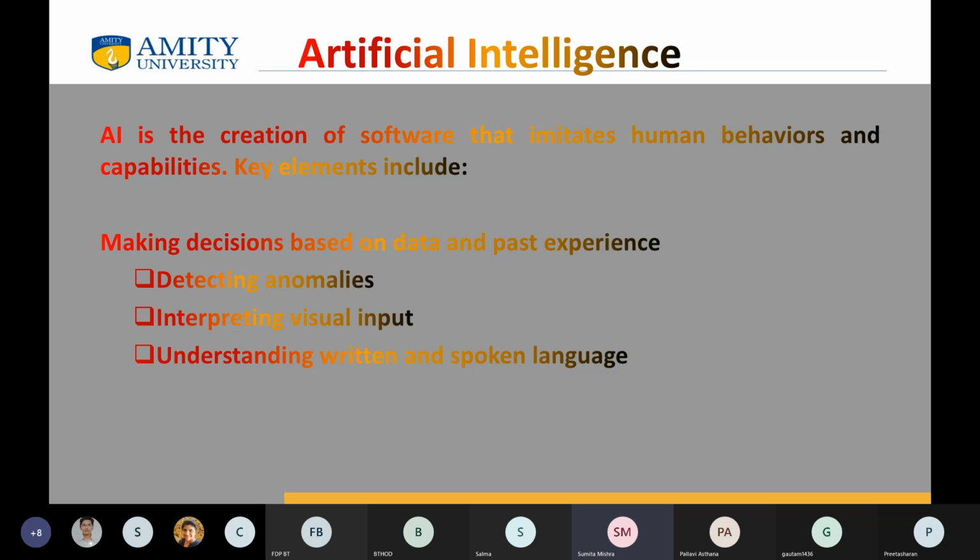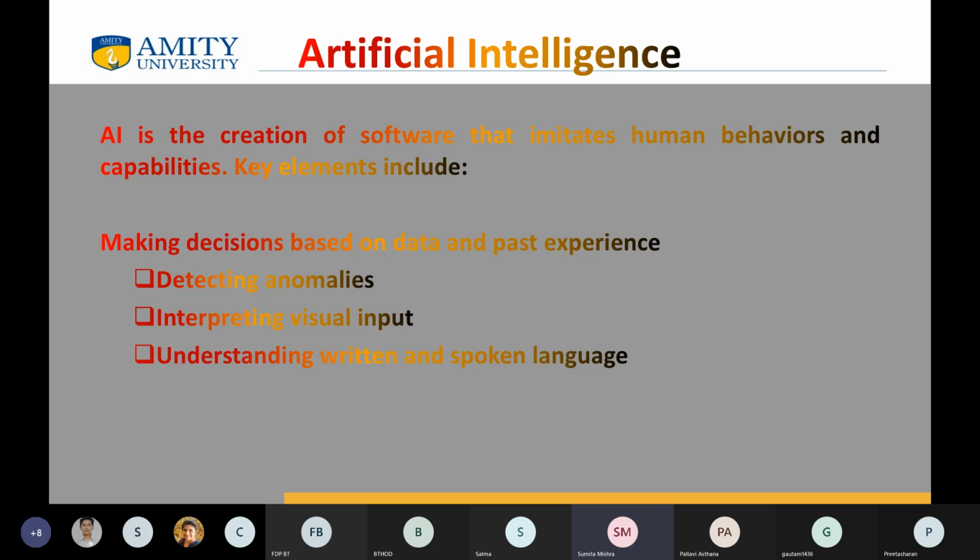So based on past experience, like humans have some experience in a situation, AI can also make a decision. It gets the data and adds past experience to it, and using this, it can be used in applications to detect anomalies in a situation, to interpret any visual input, what kind of information is there, and it may also be used to understand written and spoken language. The uses are a lot more, but I have listed some very general uses of AI.